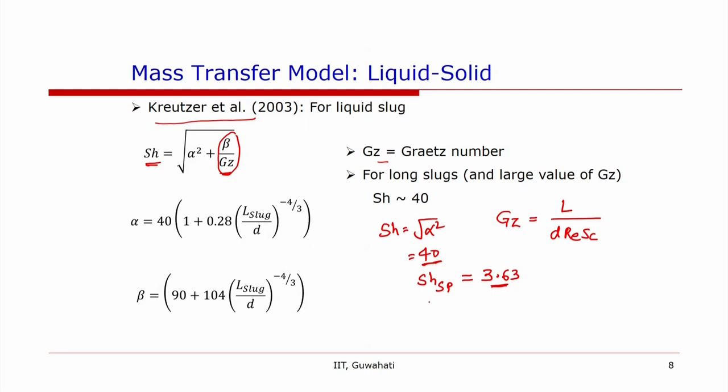So if we consider the entire unit cell, with 50% void fraction, then also this number will be about 20, which is about 5 times the Sherwood number in a single phase liquid flow. So this is again much higher than the single phase liquid flow.